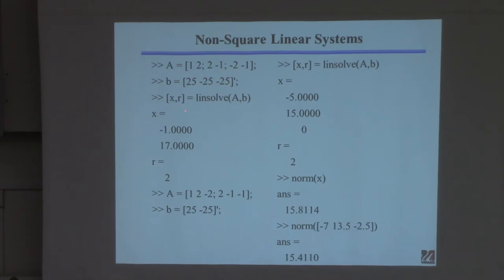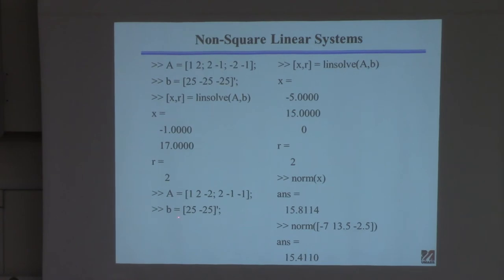All right, so here's the opposite case. In this case, we have 2 equations and 3 unknowns, right? Because this is a problem that has 2 rows and 3 columns. So the problem here is the solution is not going to be unique.